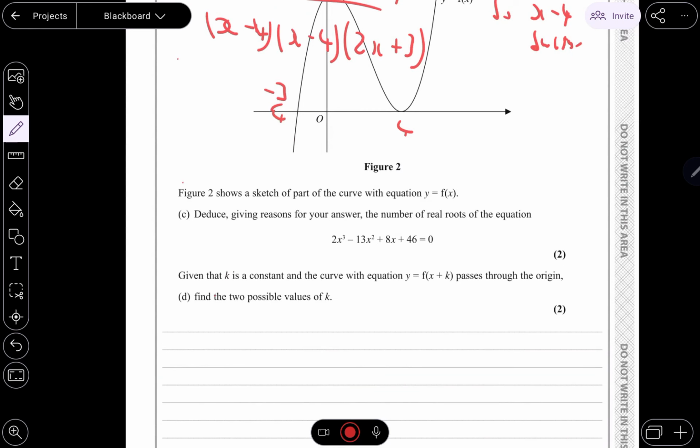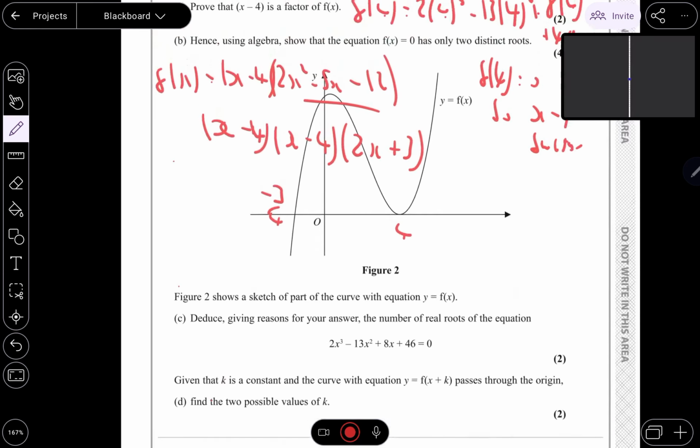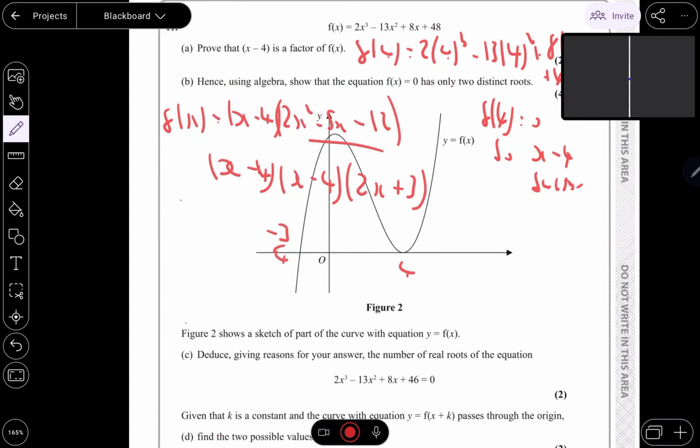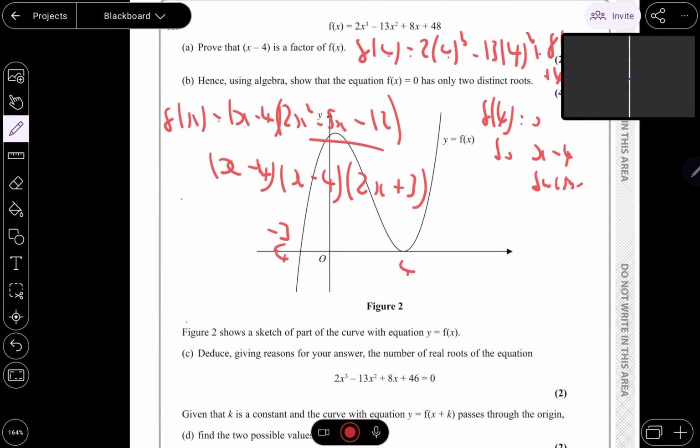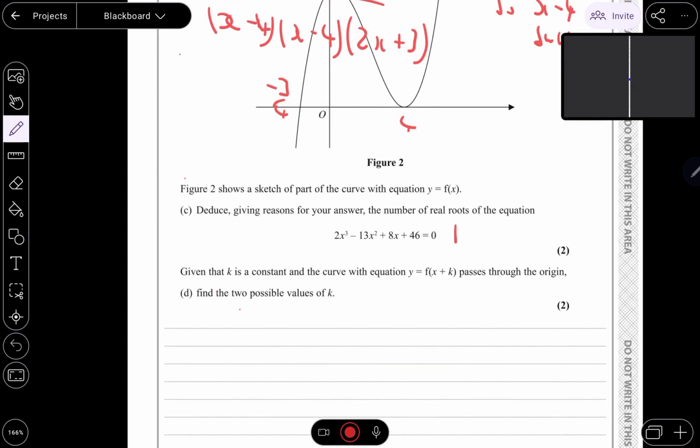So that's fine. Deduce, giving reasons, the number of real roots to this. Is this just the same function but moved up 2? Is that what's happened? No, it's been moved down 2. So therefore, down 2. So therefore 3, because this root will do this now.